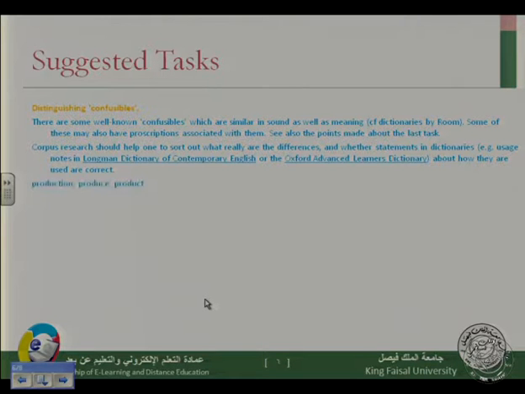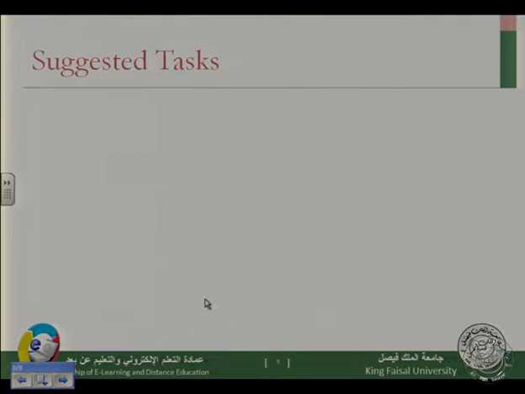Production, produce, product. We have continual, continuous, confusables, comprise, compose, consist of, constitute, include. All of these examples you can check in the corpus.